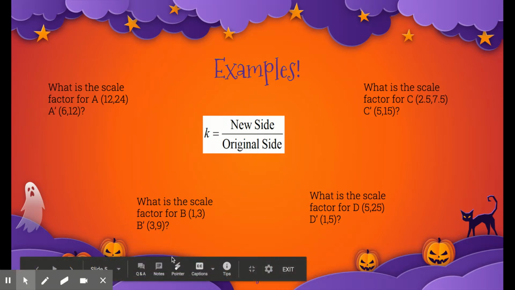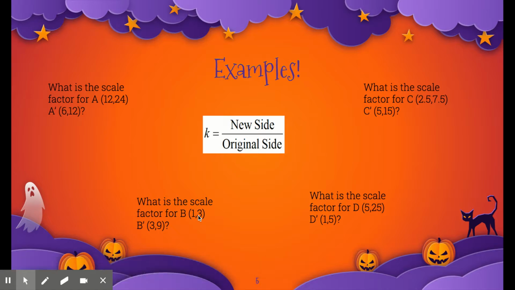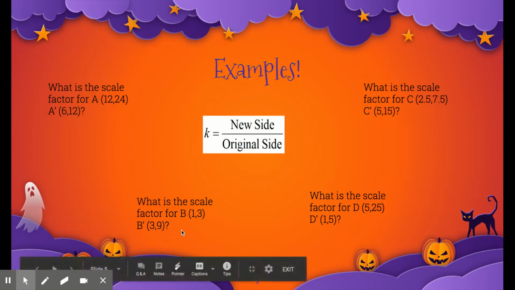Let's look at the scale factor right here. 9 divided by 3, you get 3. 3 divided by 1, you get 3. So that's going to be an enlargement, right? Remember, this is my new over my old, my new side over my original, my image over my pre-image, okay? And remember, y with y, x with x.